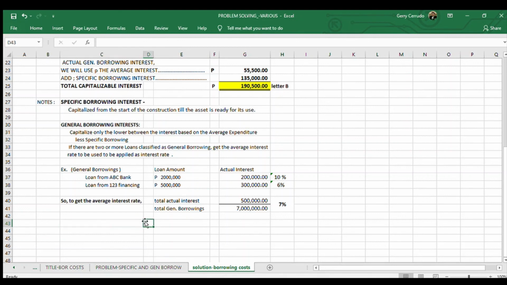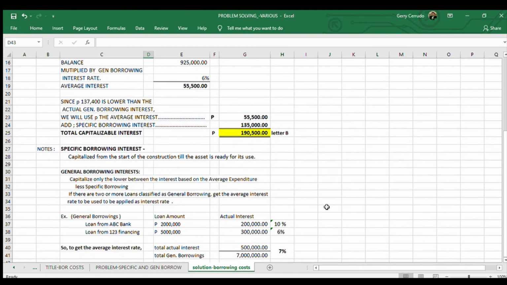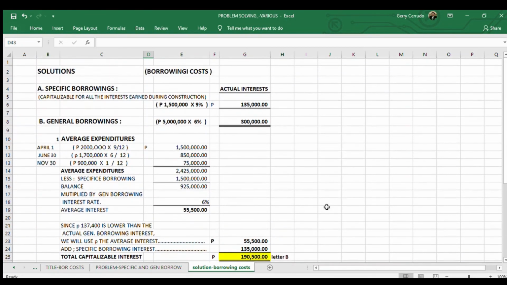No? Yan yung isang sample ng problem solving sa borrowing cost. This is the problem. Okay, another look, and this is the solution. Okay.